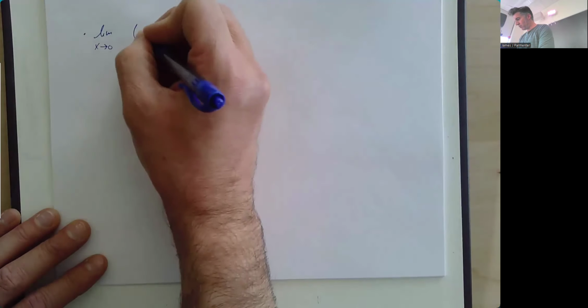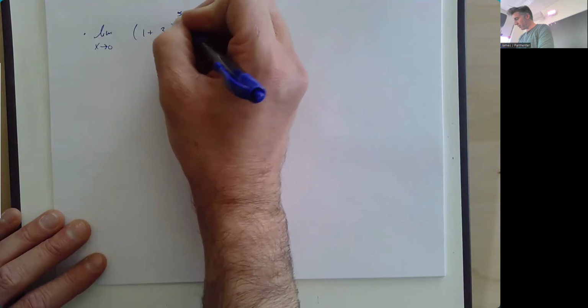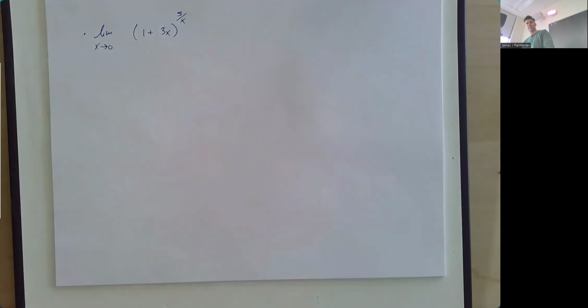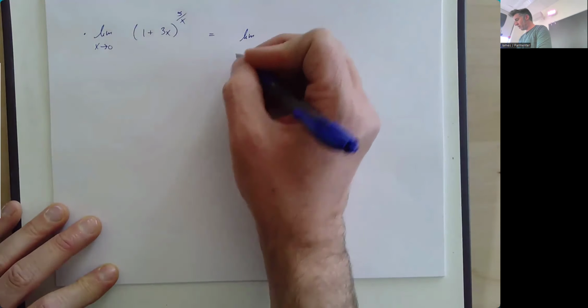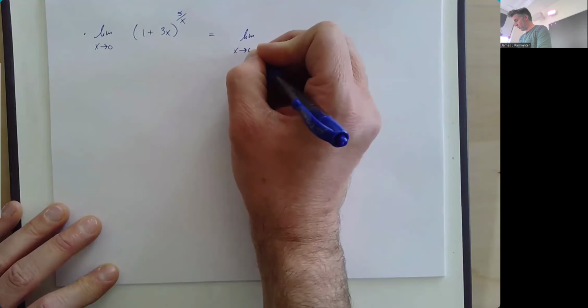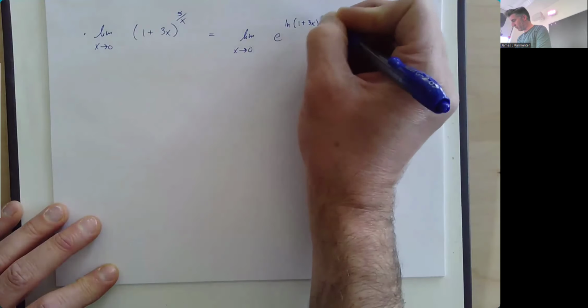Let's say we want to find the limit as x approaches 0 of (1 plus 3x) to the 5 over x. All right. So again, we're going to do this. Let me show you the other way of doing this. Instead of doing the e to the natural log, I'm going to do this instead. I'm going to say this is equal to the limit as x goes to 0 of e to the natural log of (1 plus 3x) to the 5 over x.